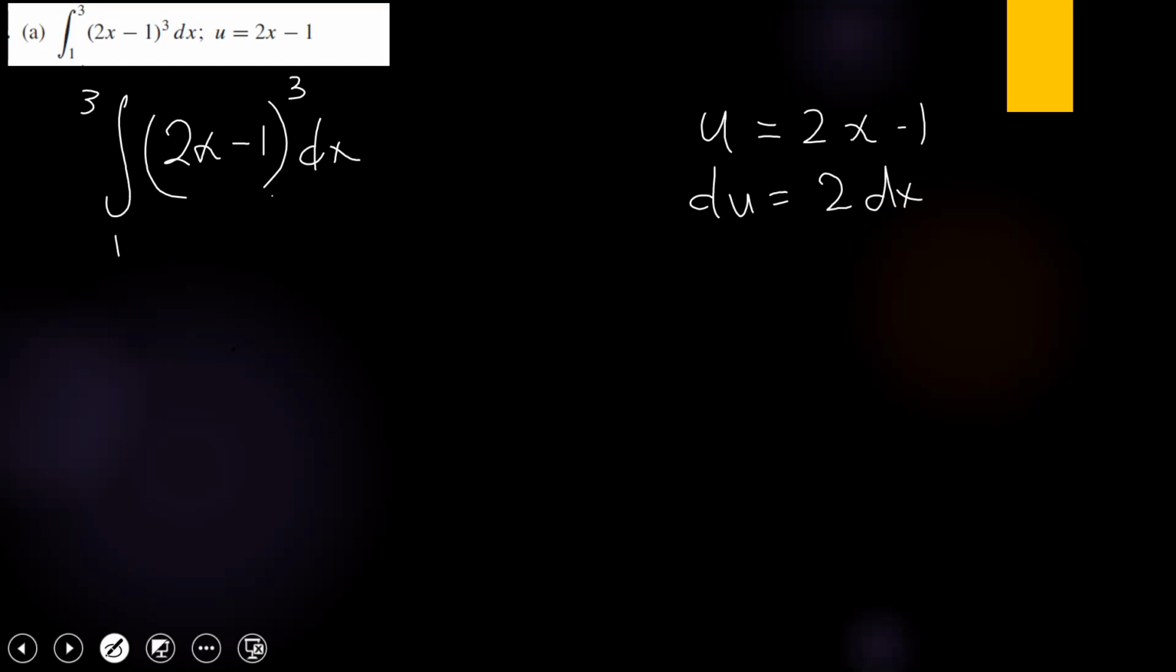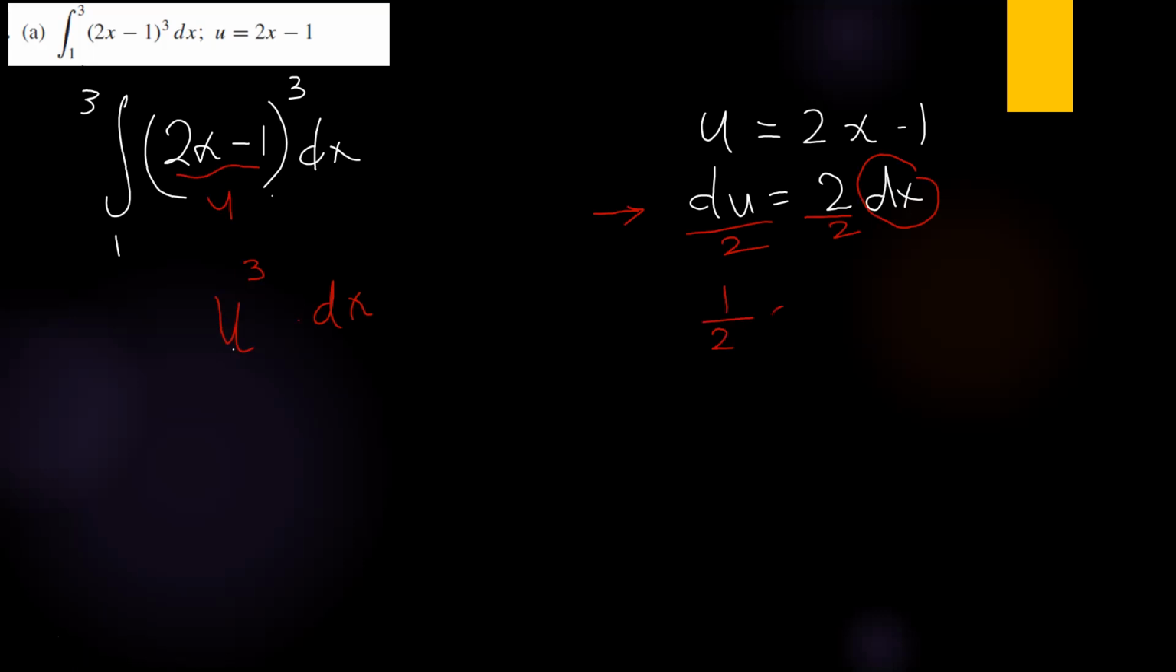Then since it is u, I will write u cubic here. But now I have dx. I didn't want dx, I want du. I will come back here. I say that 2 dx is du. So if I want dx only, what do I have to do? Divide by 2. So half du equals dx.